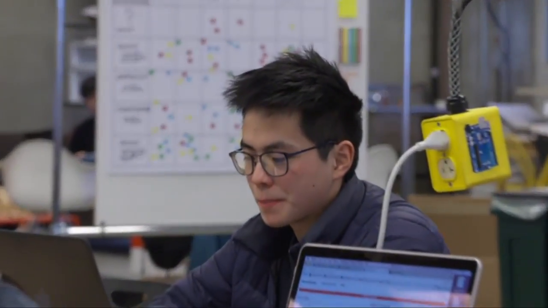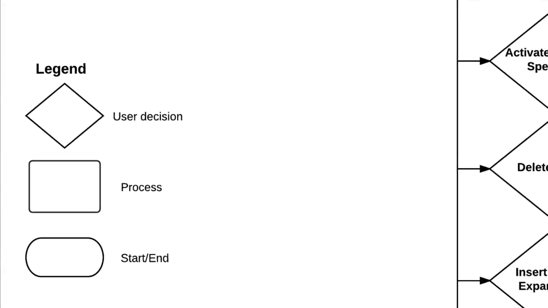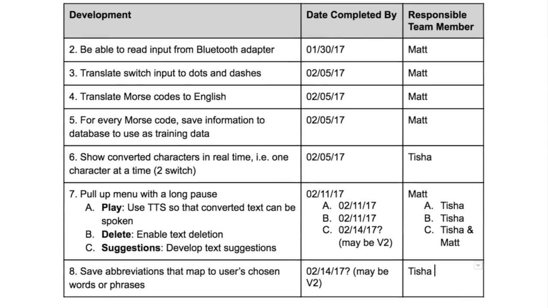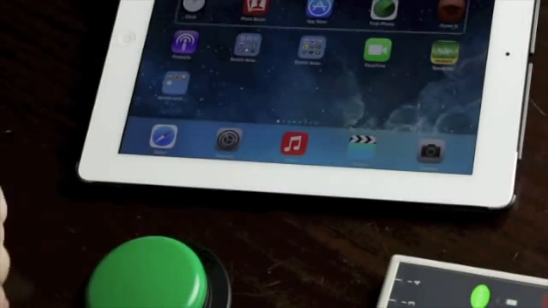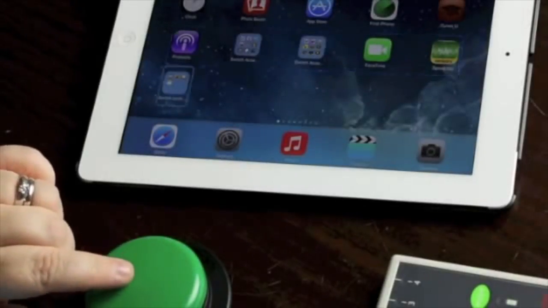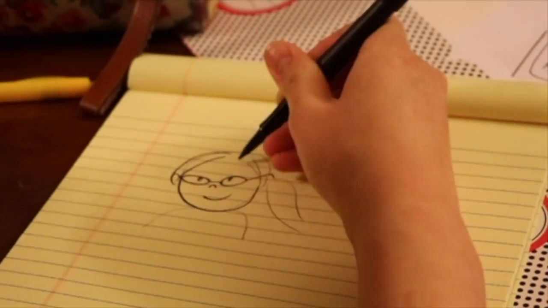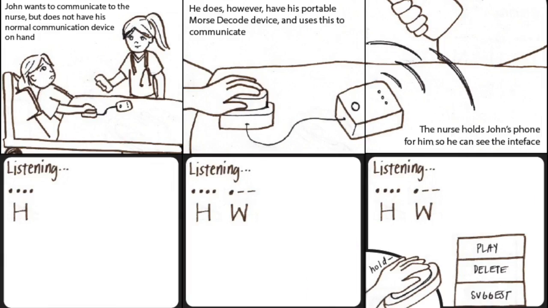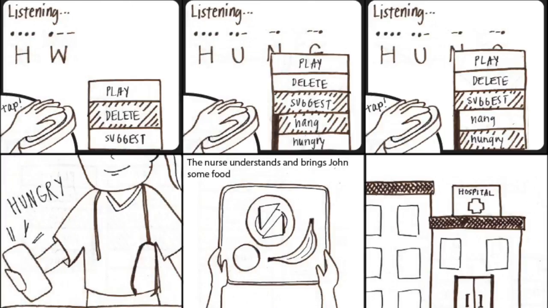After background research, we brainstormed potential use cases, crafted interface flowcharts, created development plans, and more. To get a better idea of how our product would be used in action, we created storyboards to imagine the interactions that would occur. Each storyboard was based off of situations we had heard from real AAC users.